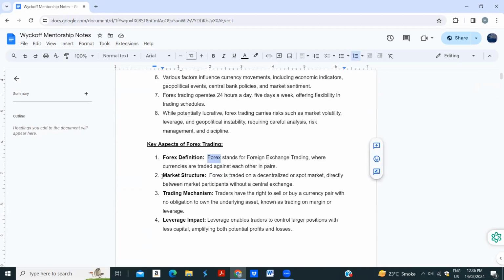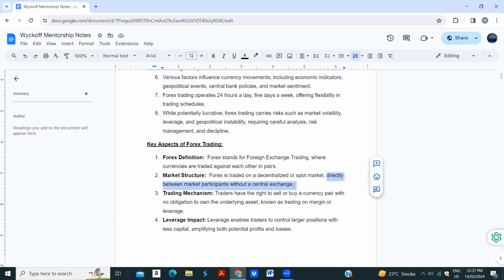Okay. Market structure. The forex market is traded on a decentralized or spot market, directly between market participants without a central exchange. So what happens when you are involved in the forex market? There is no central exchange. It's a decentralized or spot market where the participants, or traders, trade directly against each other. So it's trader versus trader and trader versus liquidity providers.